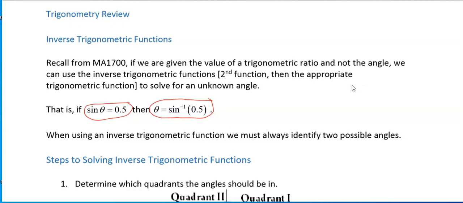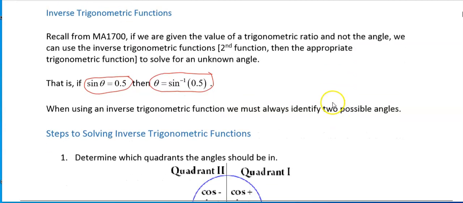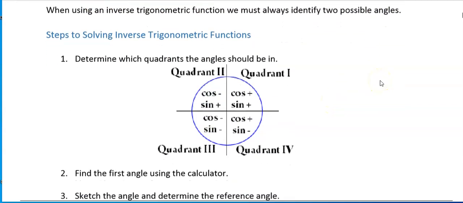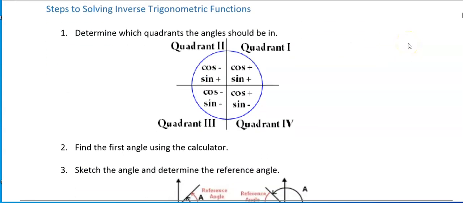There's going to be two possible answers for most of these anyway. And we're going to learn now, how do we find those? How do we solve for those unknowns? Here, this is on page 2 in your notes.